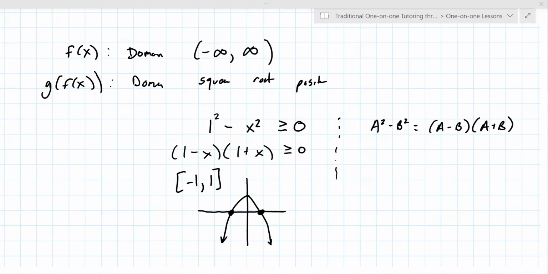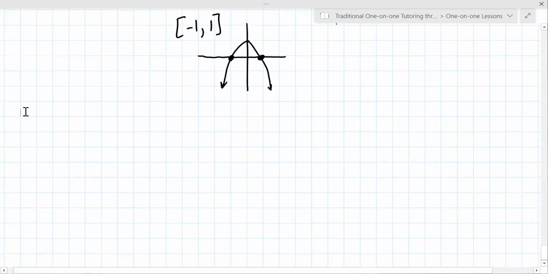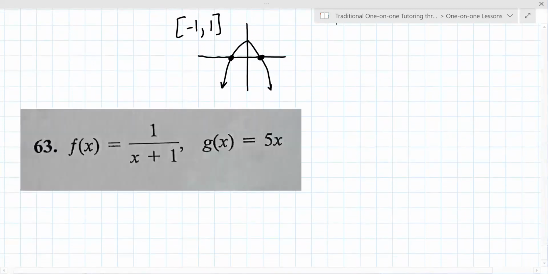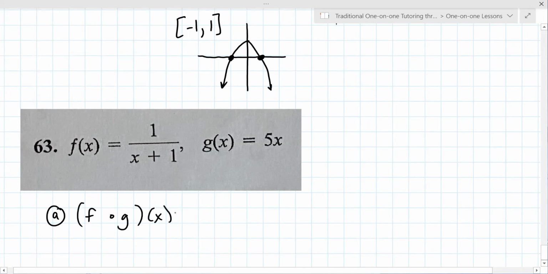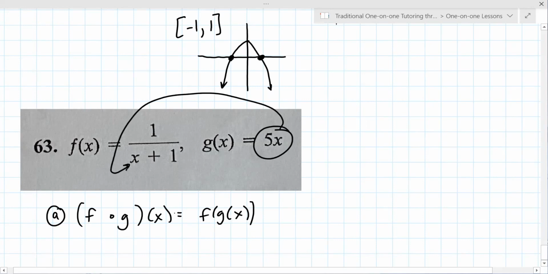It's okay if this wasn't clear because you'll see it again. I'm going to run through 63. I think it'll help because there are some similar ideas here. So part A is f bubble g of x, which is really f of g of x. So this much should be clear. You're taking this and putting it in for x. So that's 1 over 5x plus 1.